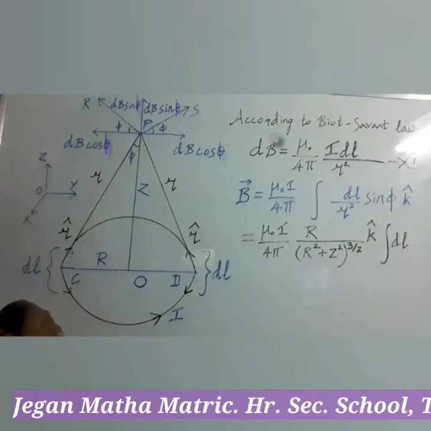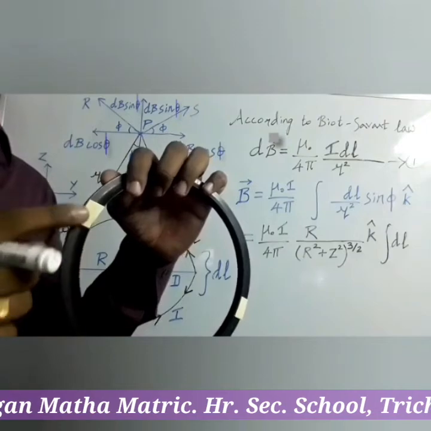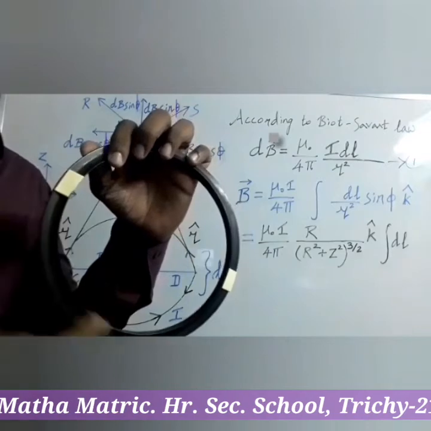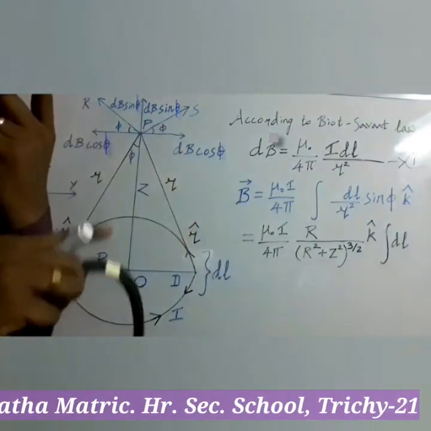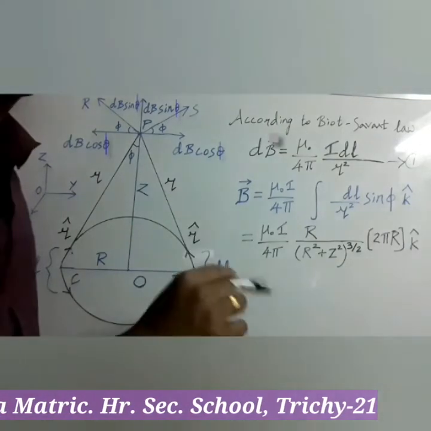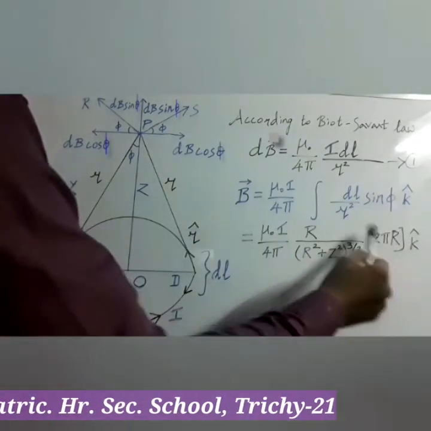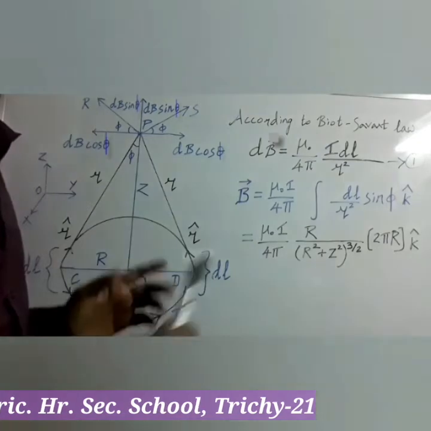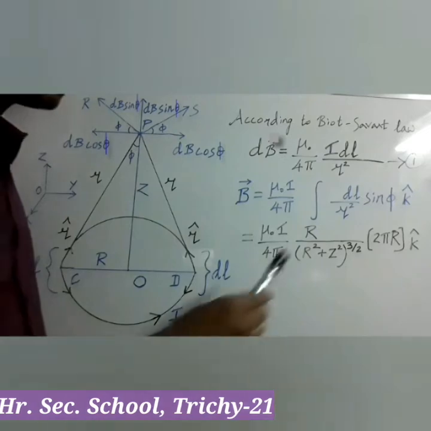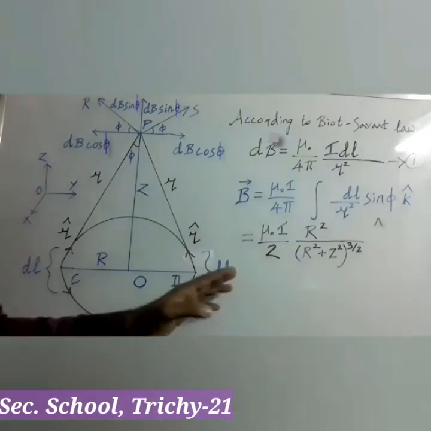If you integrate the length of the line element, then you get the length of the circular coil, that is the circumference of the circle, 2 pi r. Instead of the integration of dl, I have written 2 pi r, which is the circumference of the coil. So what things can be cancelled? Pi can be cancelled, 2 and 4 can be cancelled. In the numerator we have r into r square. So I have written the new expression.